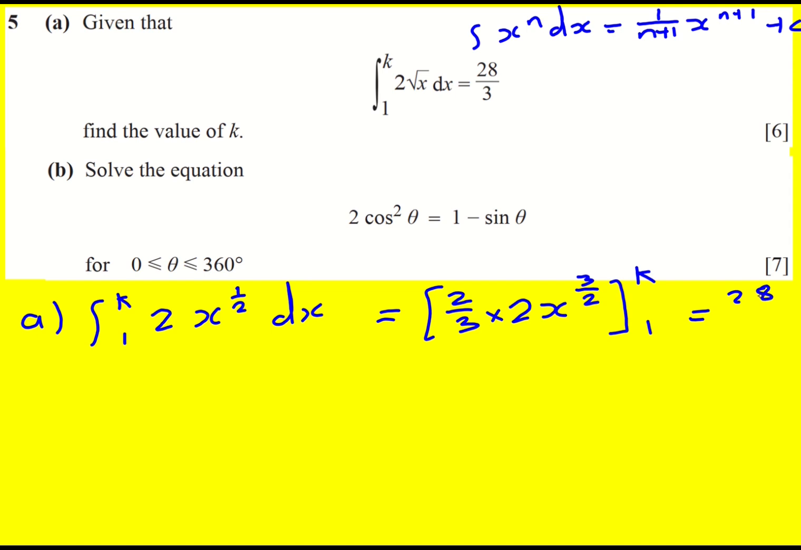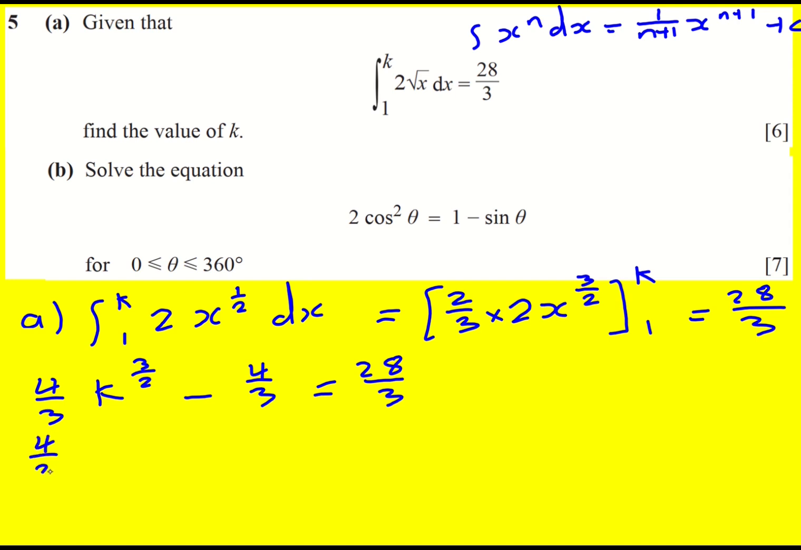That is equal to 28 over 3. So I'm good. I've got my little equation here. Right, that's going to become 4 over 3 k to the 3 over 2 minus 4 over 3 times 1 to the 3 over 2, which is actually just 1. And that equals 28 over 3. Okay, this is looking better.